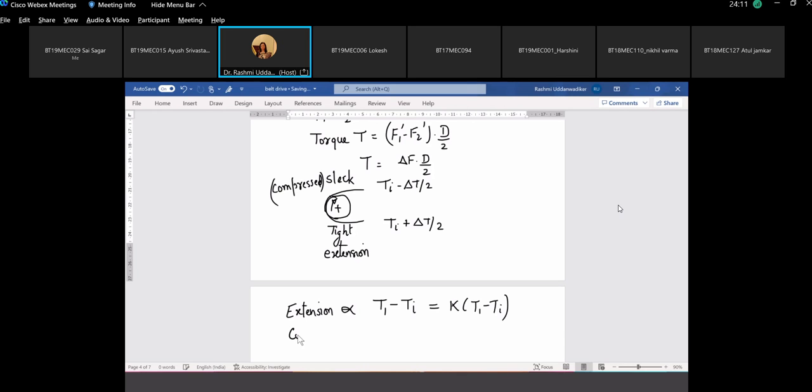Similarly, the compression of the belt on the slack side is proportional to the initial tension Ti minus the final tension T2, which is the tension on the slack side, or some constant K into Ti minus T2.